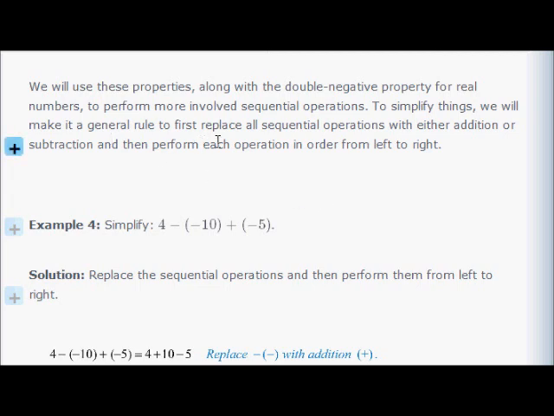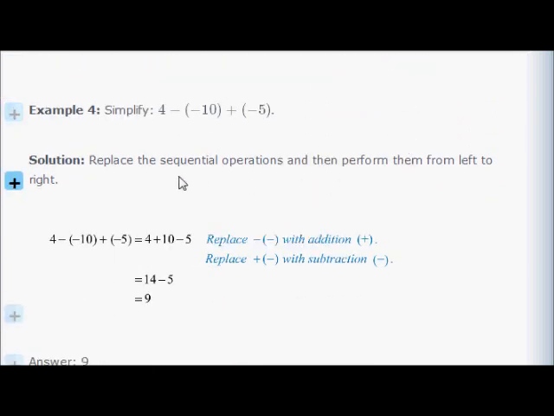So we'll use these properties along with a double negative property to perform more involved sequential operations. We'll make a rule to first replace all sequential operations with either addition or subtraction, and then perform the operation from left to right. So here we have 4 minus negative 10 plus a negative 5. So we're going to replace these operations and then go from left to right. 4 minus negative 10 is the same as, the negatives cancel out. The negative property means the negatives cancel out. So instead of 4 minus negative 10, we end up with 4 plus 10.